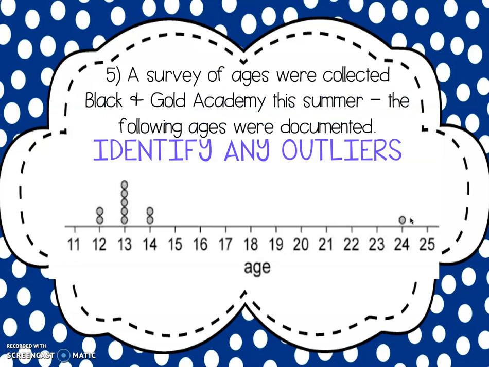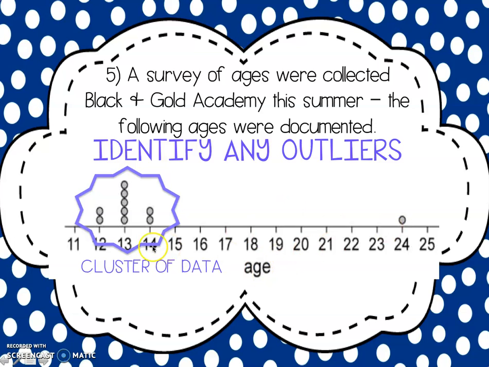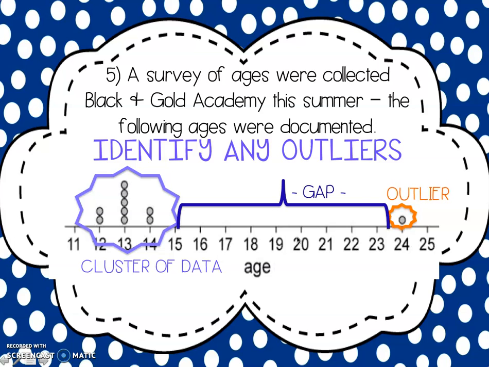Here's another one. It says a survey of ages was collected at Black and Gold Academy this summer, and the following ages were documented. What we have to do is look at our data set and identify the outlier. If we look at our data set, first we see our cluster of data. Most people at Black and Gold were between 12, 13, 14-ish years old. Then we see our large gap, and then we have this one little guy out here by himself. So 24 is our outlier. It is way larger than the rest of the data set.